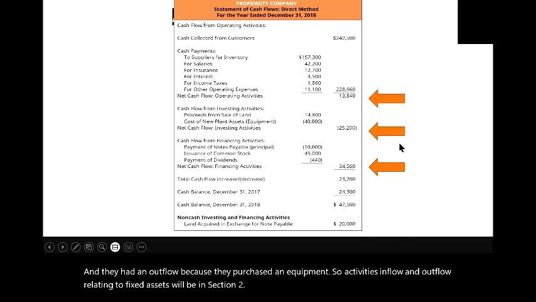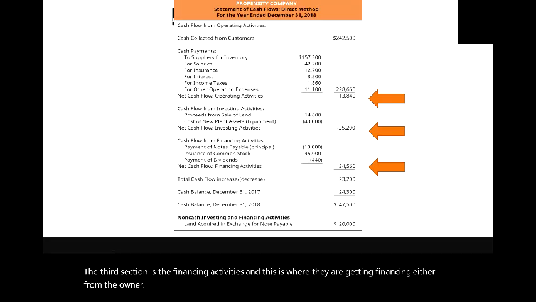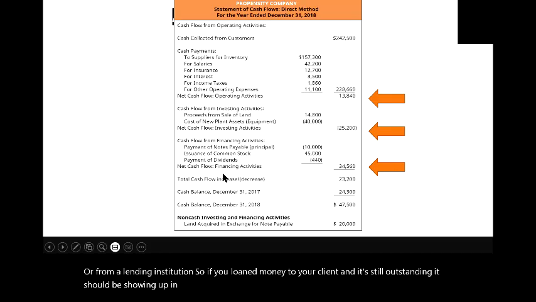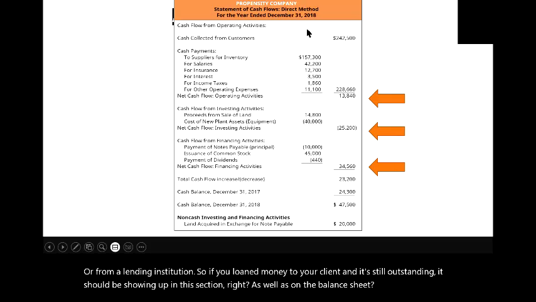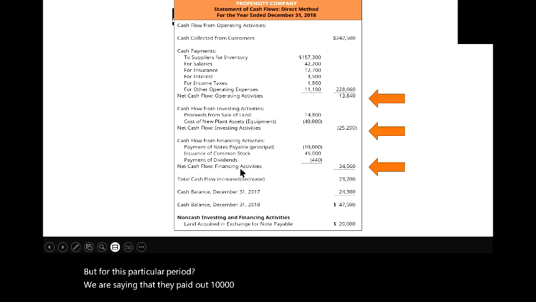The third section is the financing activities, and this is where they are getting financing either from the owner or from a lending institution. So if you loaned money to your client and it's still outstanding, it should be showing up in this section, right? As well as on the balance sheet. But for this particular period, we are saying that they paid out $10,000 principal on a loan. And you can see where they issued common stock. So this is most likely a C corporation. And then they had payment of dividends.